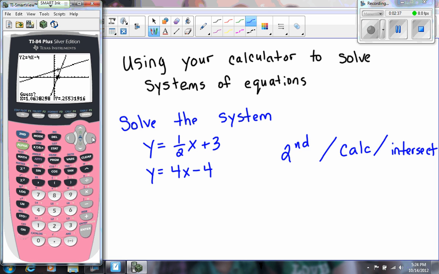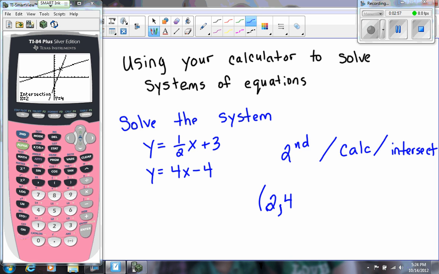Now, you don't have to make a guess. You just want the cursor to be blinking close to where the point of intersection is. So here it is, and there's my answer. It tells me that the solution to the system of equations is 2, 4. So I get x equals 2, y equals 4. So that's pretty easy. Let's try another one.